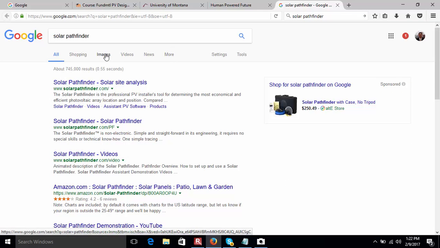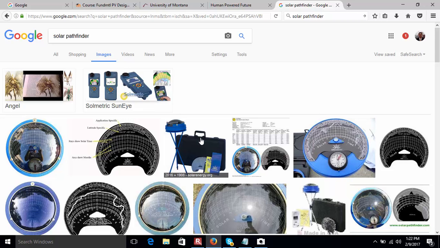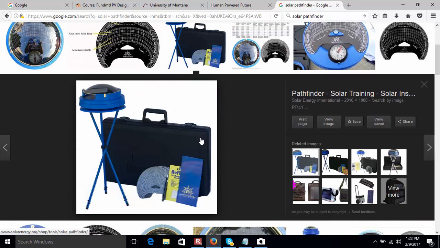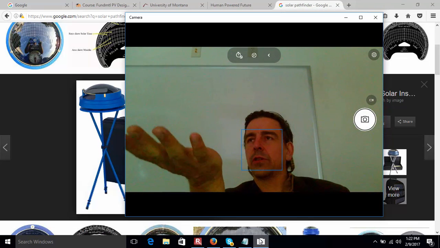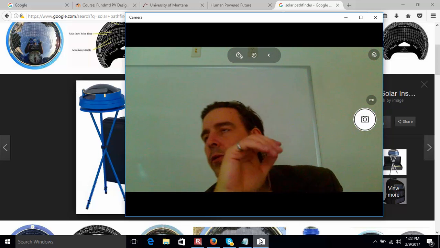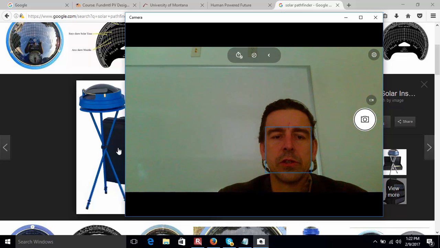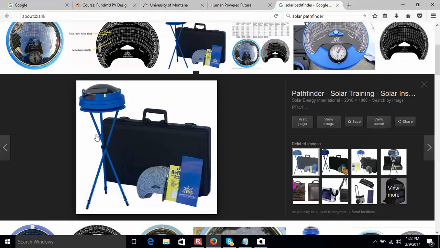So we actually do have a Solar Pathfinder here in class. And I'm just going to show you a picture of it. Fairly simple device. Let's just look at this guy first. So it has a little tripod. The point of having the tripod is so that it sits level, right? If the device weren't level and you were pointing it right at the sun, it would not give you an accurate representation of where you are right now.